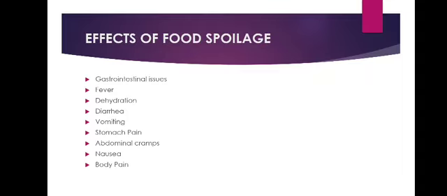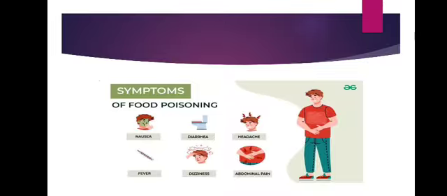Next, what are the effects of food spoilage? Gastrointestinal issues like stomach ache and abdominal pain. Fever can be caused by high temperature. Dehydration is a loss of water. Diarrhea is an extreme loss of water. Vomiting is a sensation which can flush out all the food particles from the stomach. Stomach pain, abdominal cramps, nausea, a vomiting-like sensation, and body pain. These are the common symptoms which can be an effect of food spoilage.